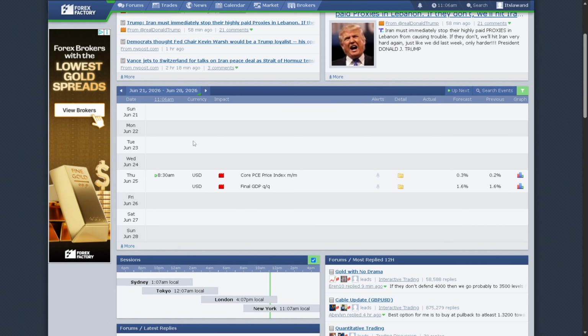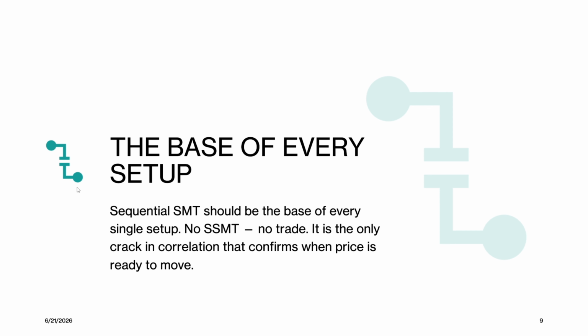The base of every setup, sequential SMT should be the base of every single setup. No sequential SMT, no trade. It is the only cracking correlation that confirms when the price is ready to move. As you know, I do not enter a trade when there is no SMT, either SMT or sequential SMT. Doesn't matter micro or macro. If there is no SMT, I do not enter a trade.